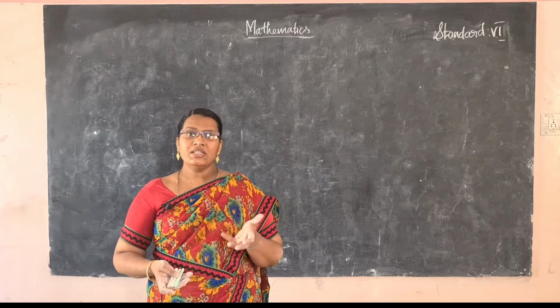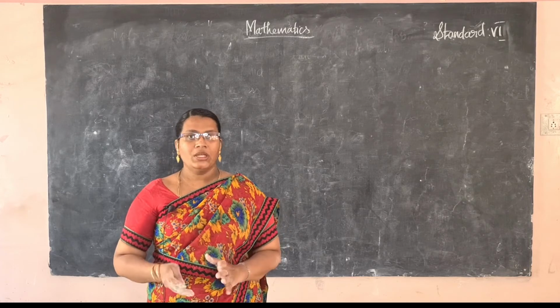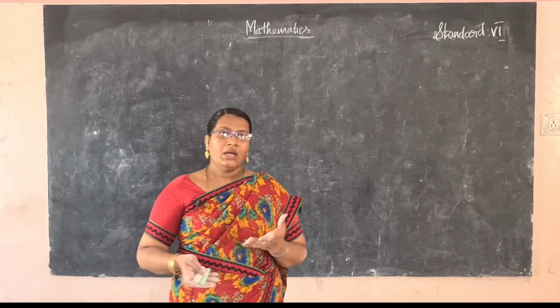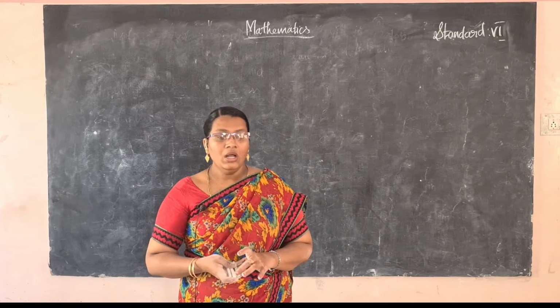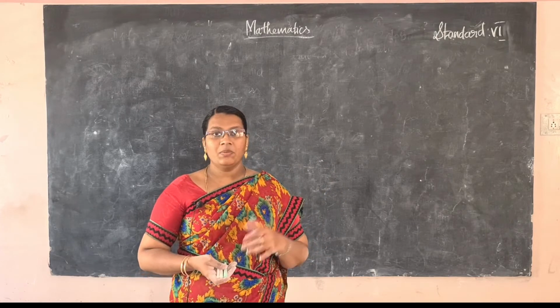Okay. So if two different signs come, what do we do? Subtract and put the greater number's sign. I hope you all understood the rule for addition and subtraction. And next, the rule for multiplication and division.